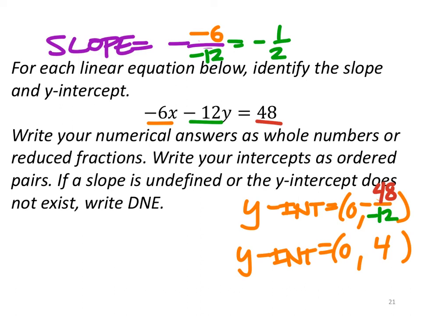So I'm going to show it this way. I would say it's impractical to do it this way, just because of all the formulas you have to memorize. But if we can manipulate the equation into slope-intercept form, which is what I would prefer to do, then it will reveal to us what the slope and y-intercept are anyway. So using standard form, we have negative 6x minus 12y equals 48.